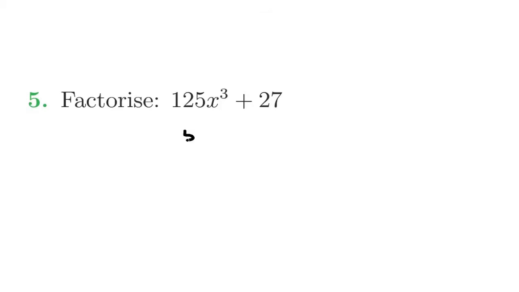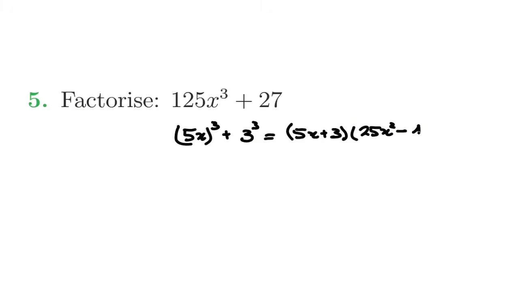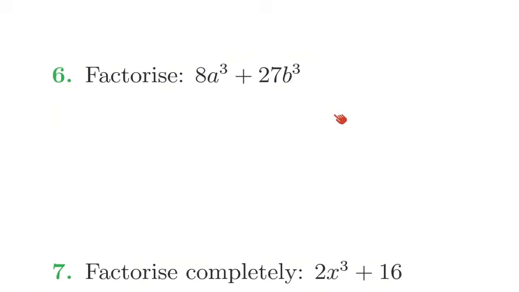Now number 5. We see this as the cube of 5x plus the cube of 3. First plus second. The square of the first, 25x squared, minus the product of the first and second, 15x, plus the square of the second. That's it.